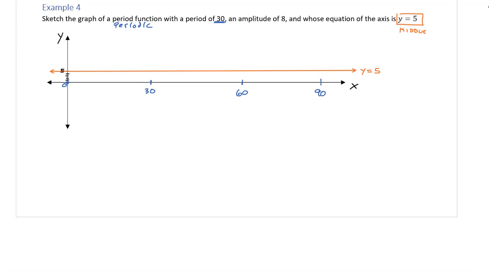Now, the amplitude is 8, right? So that means we have to go 8 up from 5 and 8 down from 5 to find our peak and trough. So let's go 5 plus 8, which would give us 13. So 5, 6, 7, 8, 9, 10, 11, 12, 13. We'll say that's where 13 is. And let's go down 8 from 5. So 5, 4, 3, 2, 1, 0, negative 1, negative 2, negative 3. So that's where our peak and trough are.